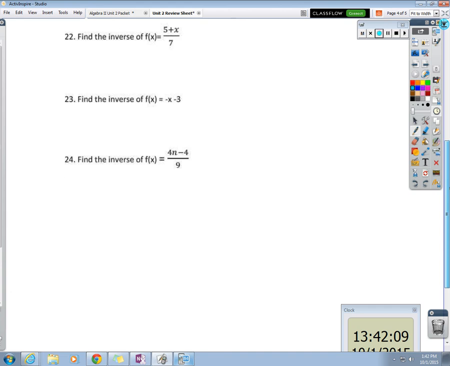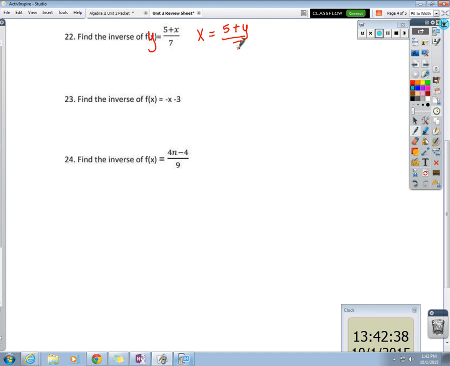All right, number 22. Find the inverse of f of x equals 5 plus x over 7. So what do I do first? Okay, well, I need to go and make this a y, and then I can switch it. And what will it look like when I've switched it? Okay, then step 2 is get the y by itself. So what do I do?